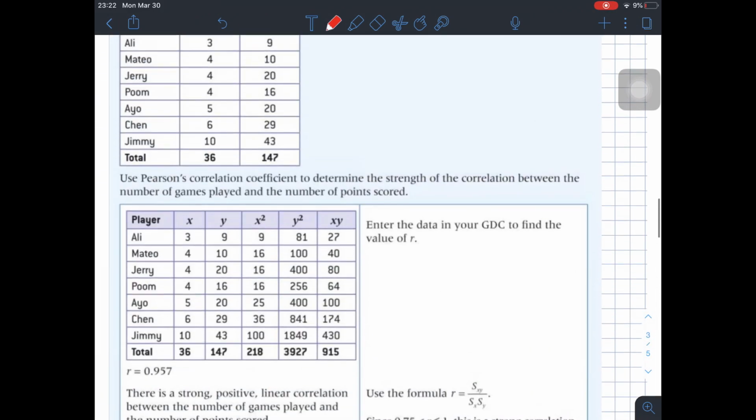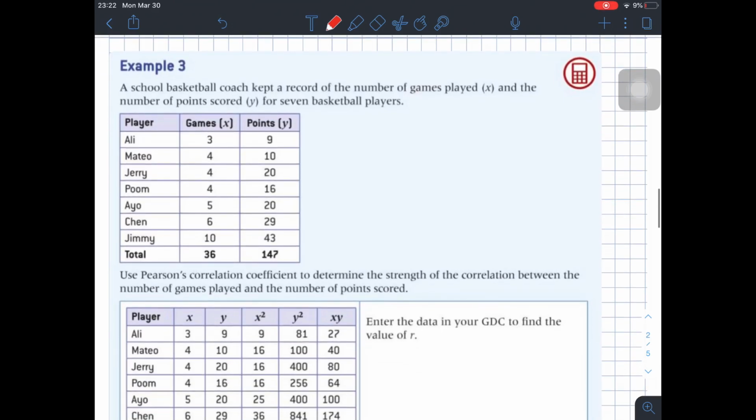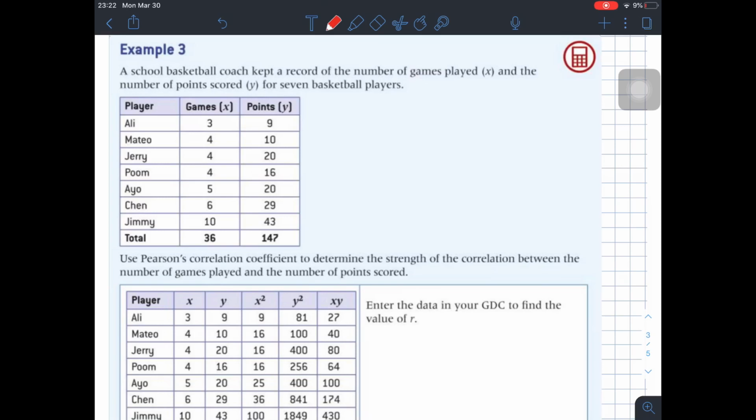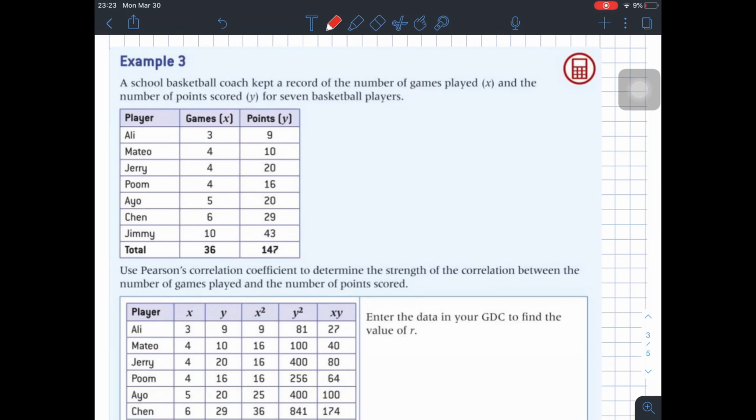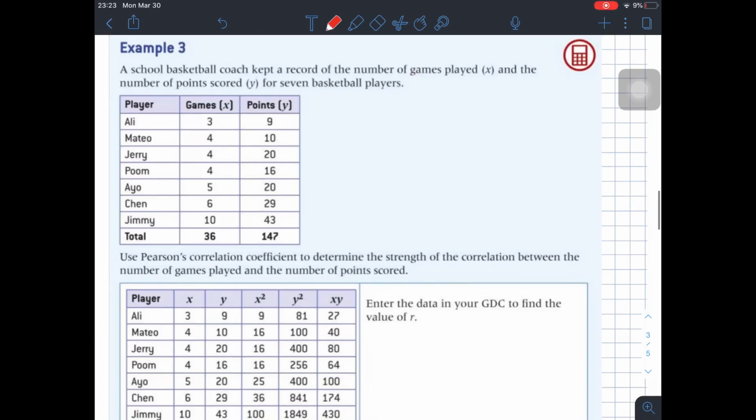Okay, so lastly, what I want to see with you is an example in which we're going to calculate the value of the correlation, and for only one time in your life, maybe, or at least in this year, we're going to calculate the value of r by hand, and then I'm going to show you how to calculate the value of r using the calculator, which is what you will always be doing for your exams, okay? So, the example says, a school basketball coach kept a record of the number of games played, which is variable X, and the number of points scored, variable Y, for 7 basketball players. So we have there the players, the games, and the points.